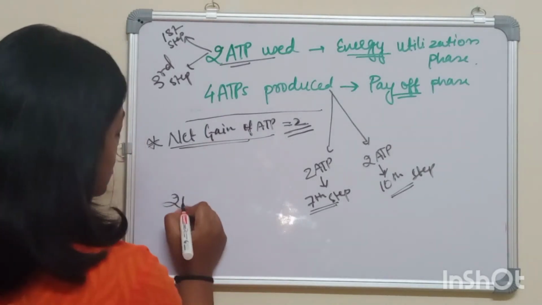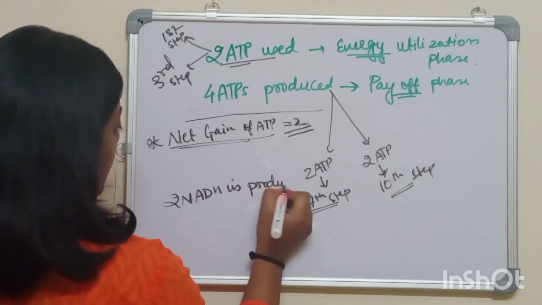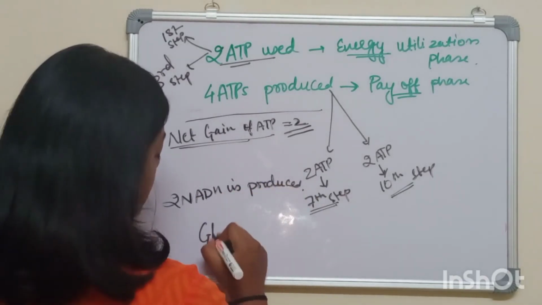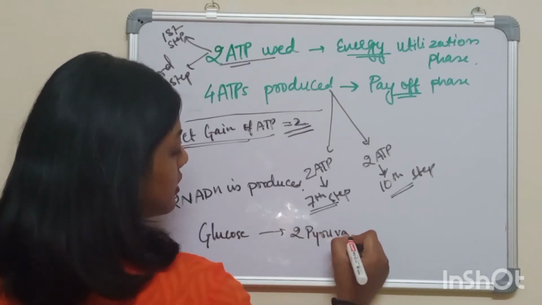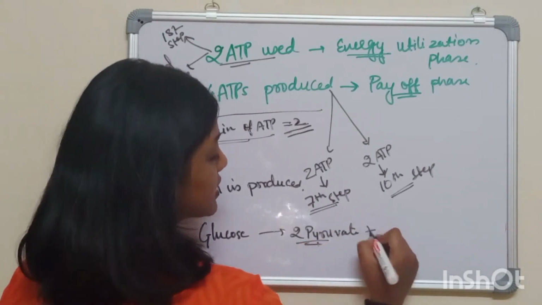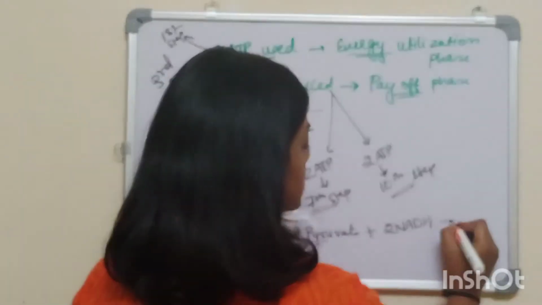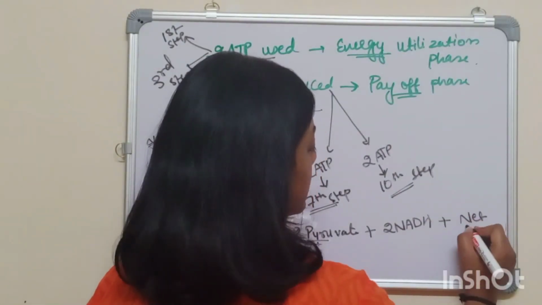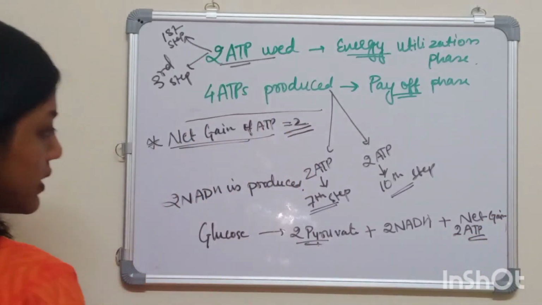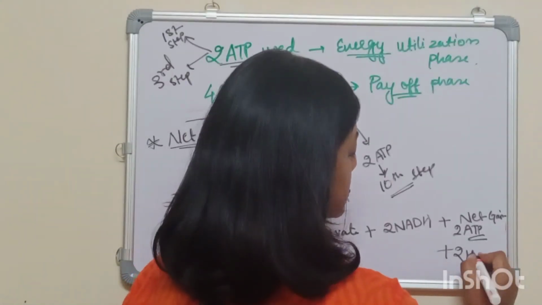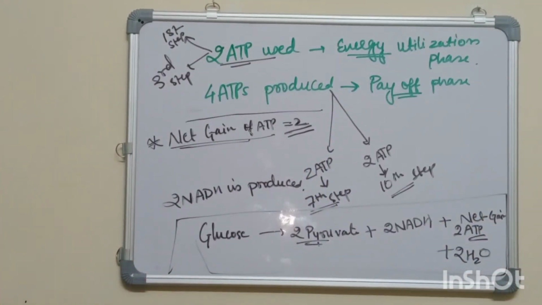Also 2 NADH are produced. So glucose is converted to 2 molecules of pyruvate plus 2 NADH plus a net gain of 2 ATP. And water is also released, 2H2O. This is the overall reaction.